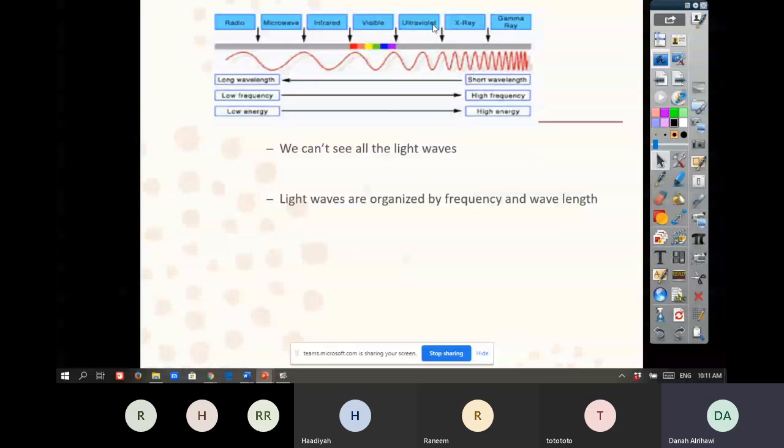Ultraviolet is harmful. It can cause skin cancer and sunburn, but the ozone in the atmosphere protects the earth from this bad effect. Then we have the X-ray that doctors use to know inside your body and also in the airport, while the gamma ray has the highest frequency, highest energy, and the shortest wavelength.